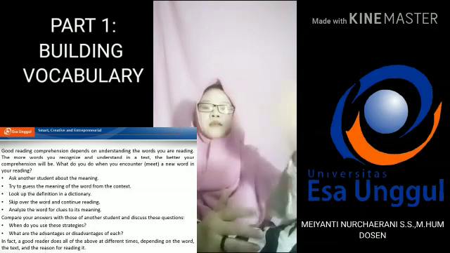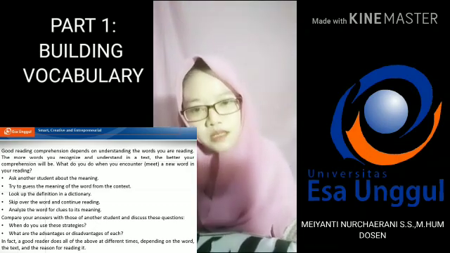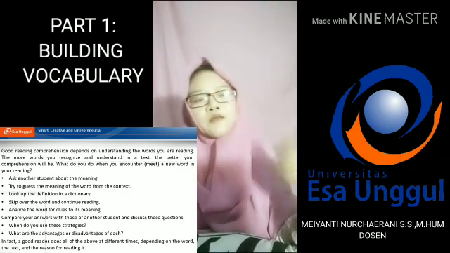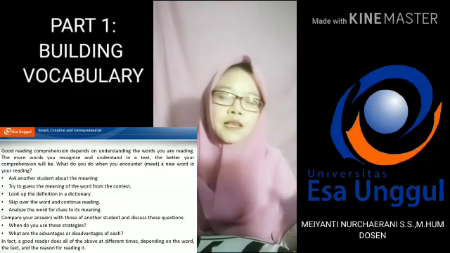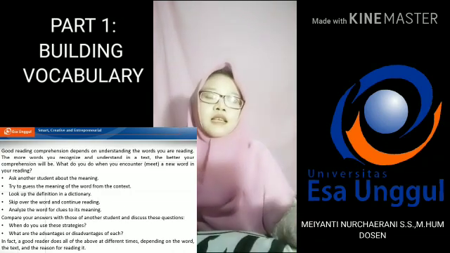Ask another student about the meaning. Try to guess the meaning of the word from the context. Look up the definition in the dictionary. Skip over the word and continue reading. Analyze the word for clues to its meaning. And then compare your answer with those of another student and discuss this question.